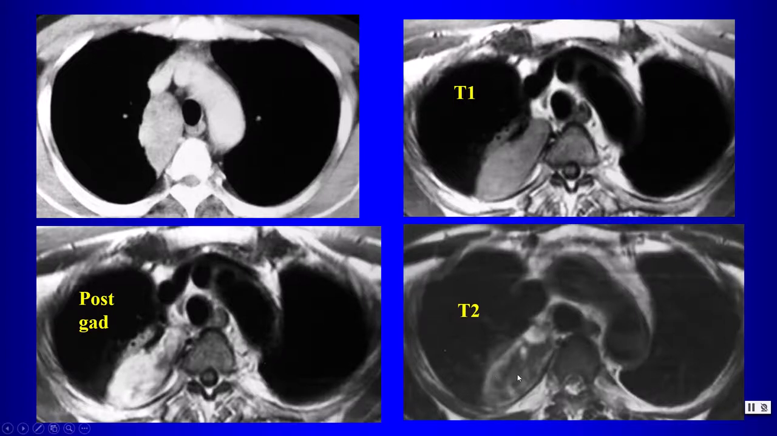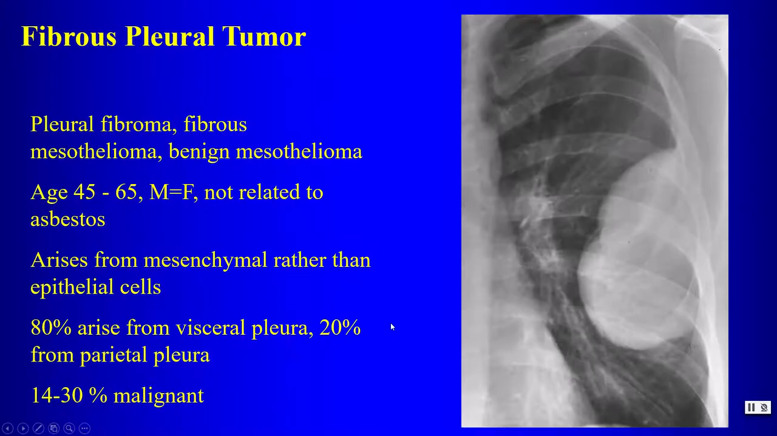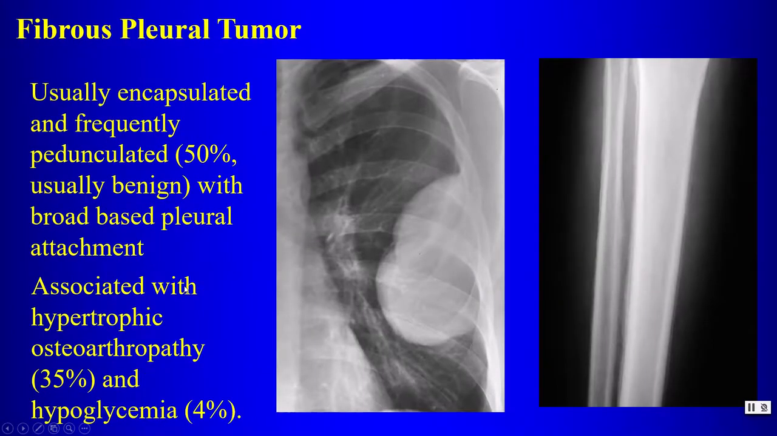So this tumor has high fibrous content, so that is our clue that we are dealing with a fibrous pleural tumor. So these are called pleural fibromas, fibrous mesotheliomas, used to be called benign mesotheliomas, although they're not always benign. So this is not related to asbestos exposure, and 80% arise from the visceral pleura, 20% arise from the parietal pleura. 14 to 30% of these tumors can be malignant. The larger the lesion, the more you would be concerned about malignancy.